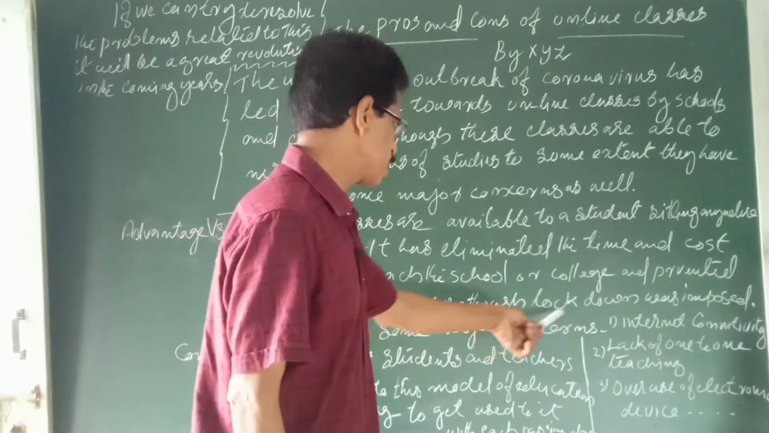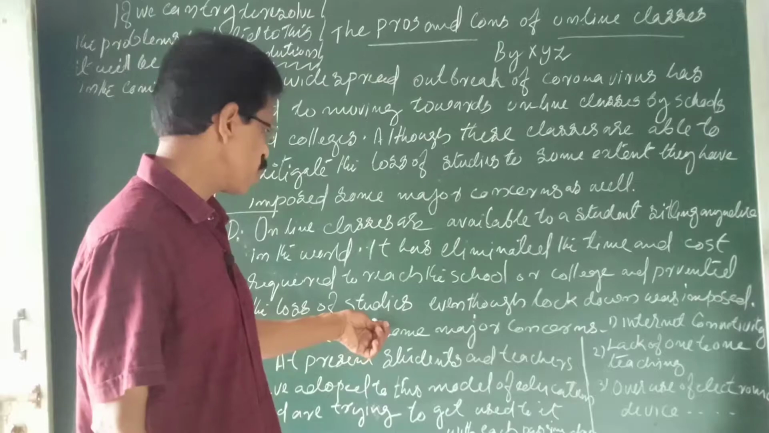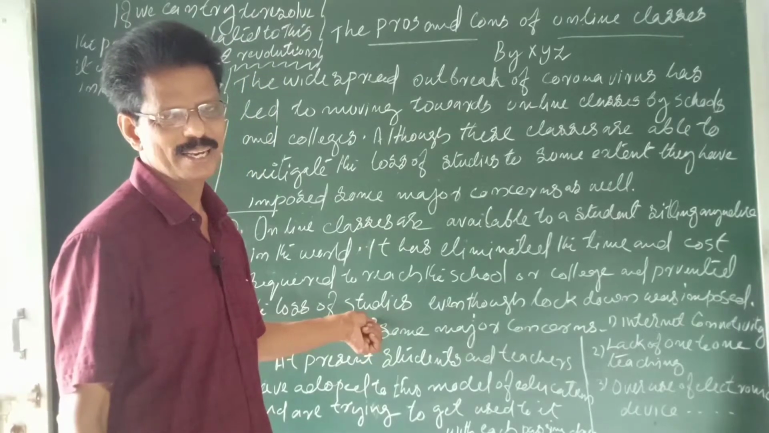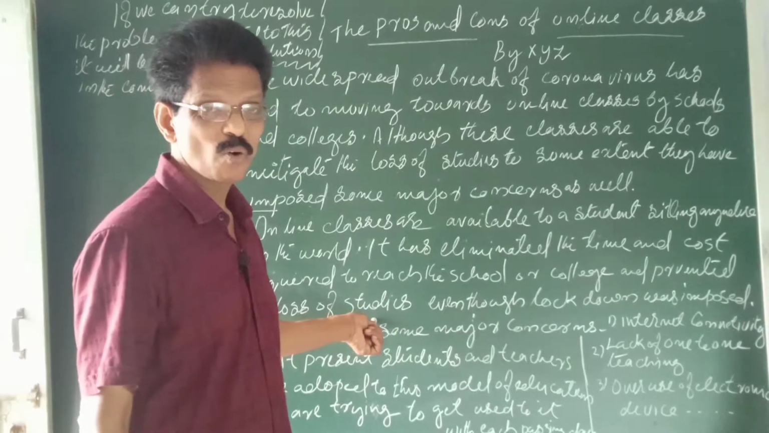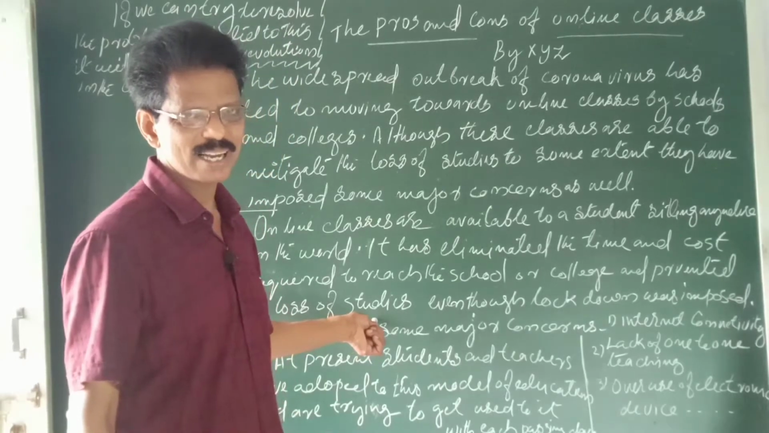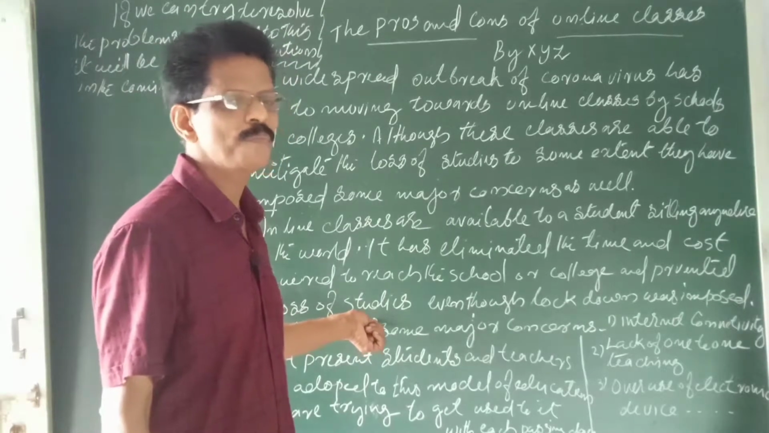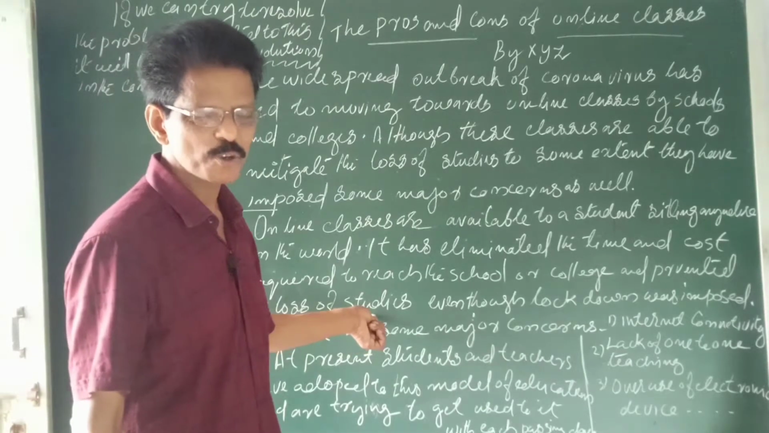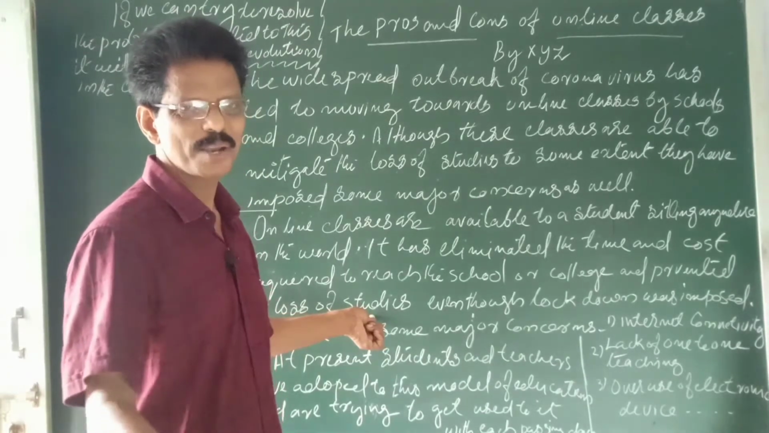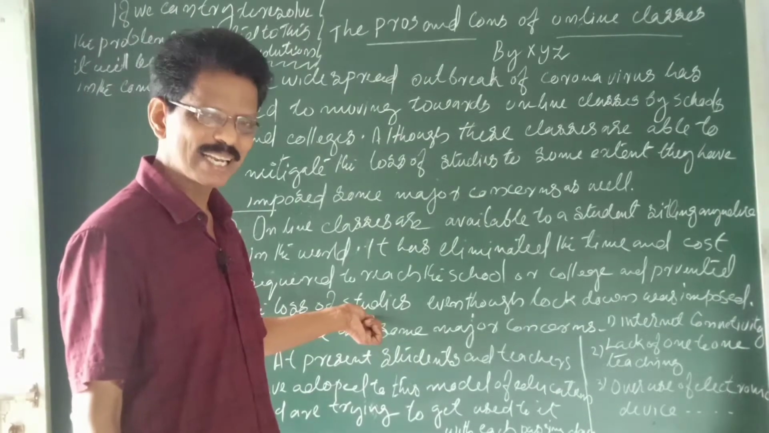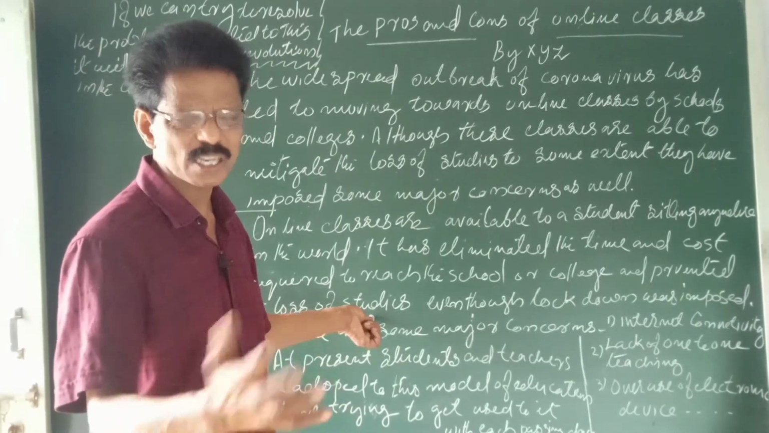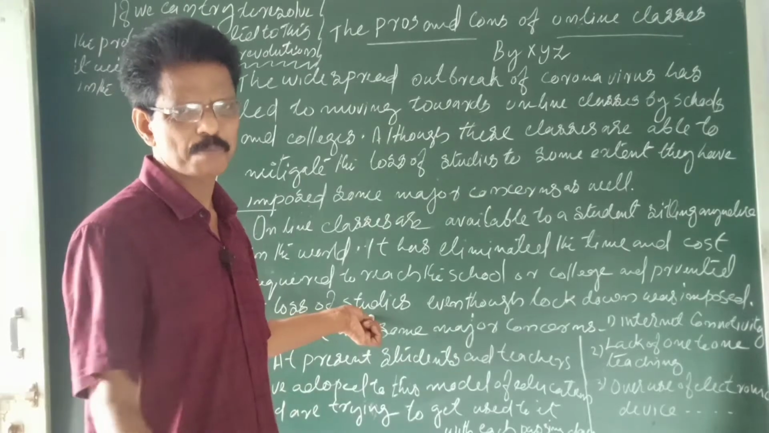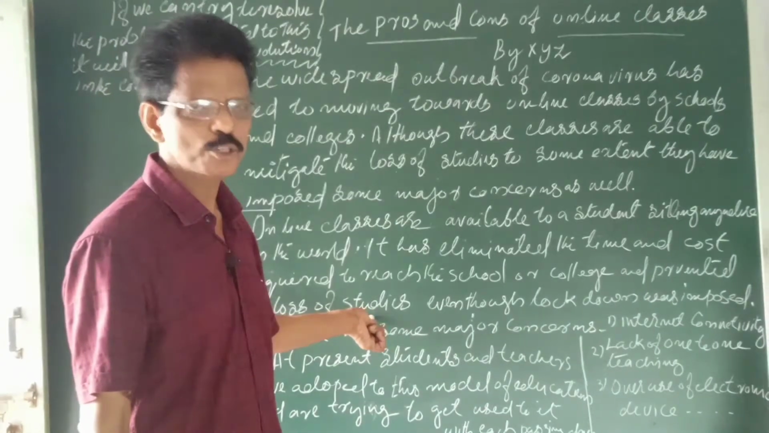Even though lockdown was imposed, that's the main thing. You can attend the classes without losing your time, energy and money too. So with no expenditure, you can sit at home. Of course, internet you have to purchase. That is only a little expenditure in comparison with your time and money spent on reaching the school and returning too.